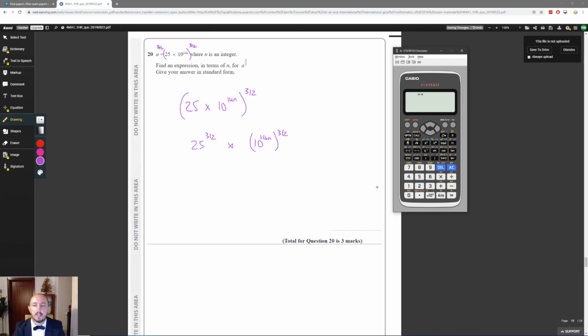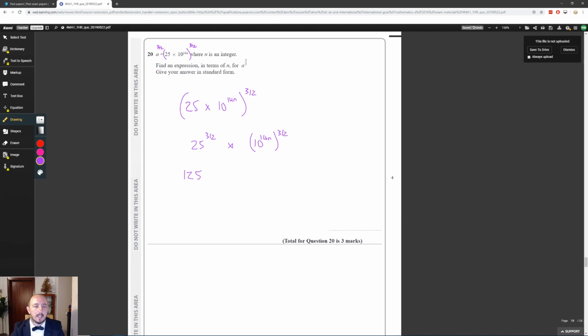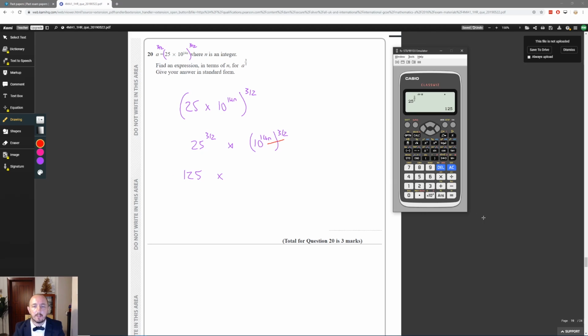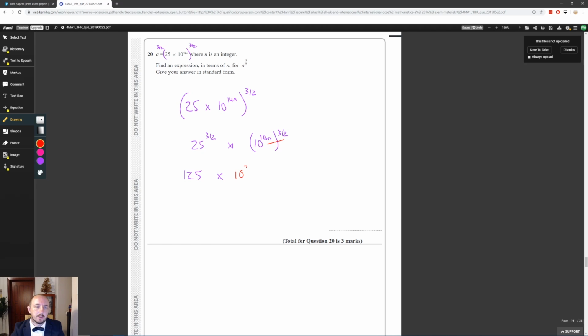25 to the power of 3 over 2, you take the square root and then cube it to get 125. And when we have powers here, remember that we multiply these two. So we've got 14n times 3 halves. 14 times 3 halves will give us 21. So this is 10 to the power of 21n.